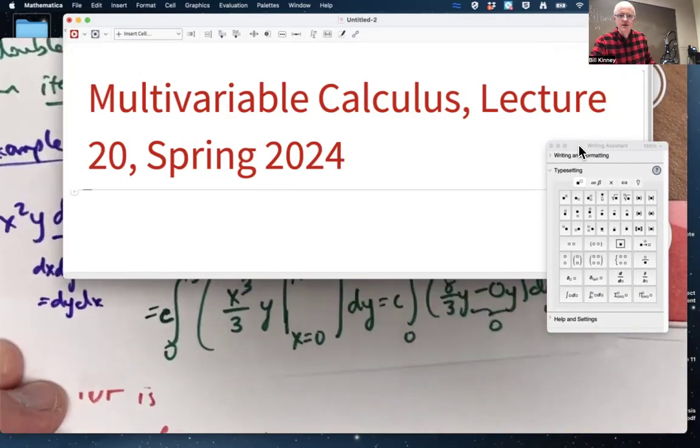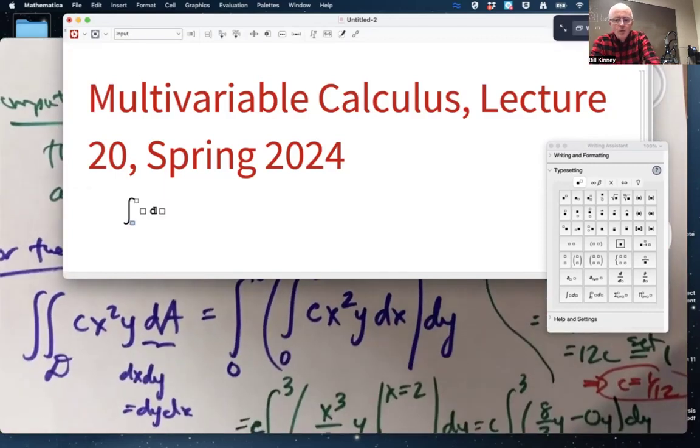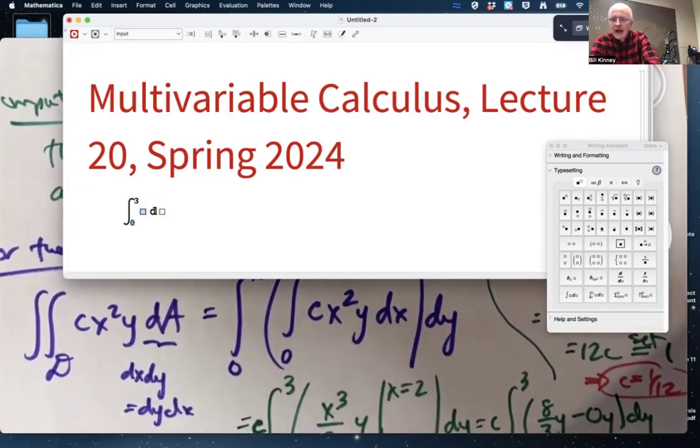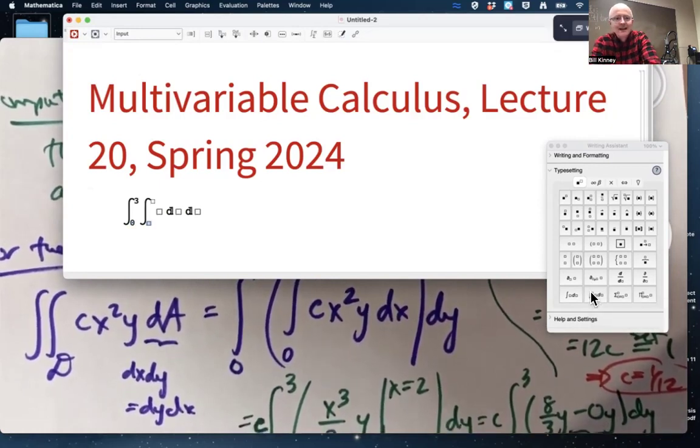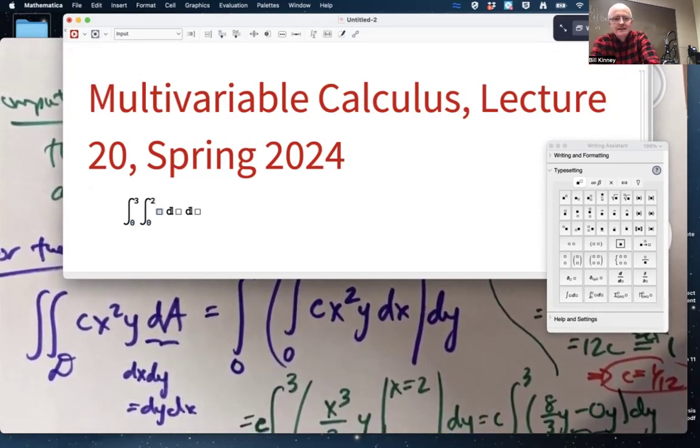Let's check this calculation. Y goes from 0 to 3. Tab over to the next box. Press the integral button again. X goes from 0 to 2. C was 1/12. Dx dy, 1.